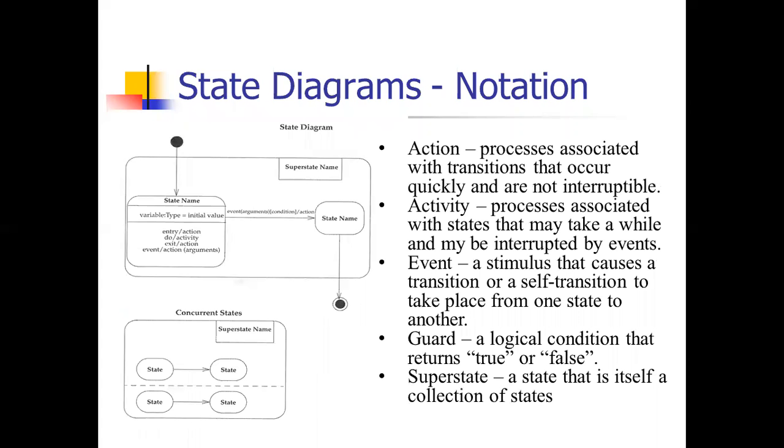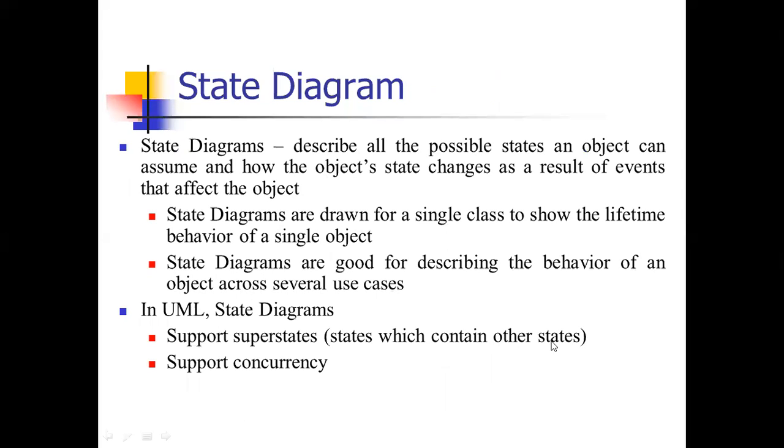Here you can see the notations for state diagrams. A state diagram also contains transitions with event, condition or actions. A transition is a change from one state to another, denoted by an arrow. Here you can see the transition between two states. This is the start, the initial state, and this is the end state. Then here you can see the concurrent state, the superstate name. A superstate contains other states.